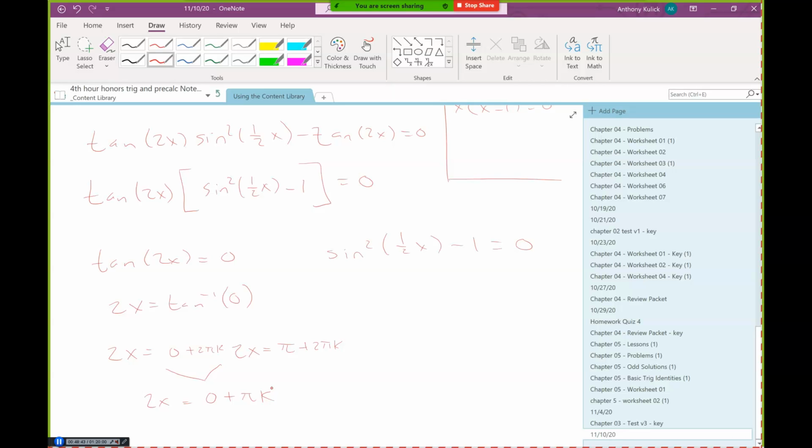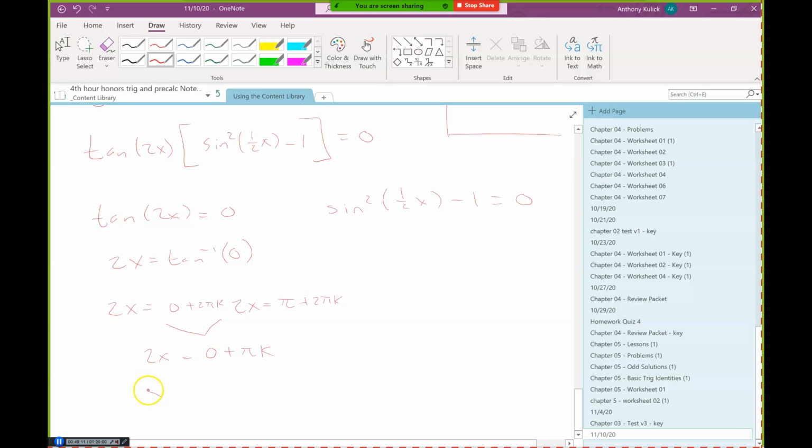Why would that happen for tangent and not sine or cosine? What's the fundamental period for tangent? Pi. What's the fundamental period for sine or cosine? 2 pi. Remember when we graphed them? That's the reason. And so now if I divide both sides by 2, I get 0 plus pi over 2 k. We'll come back and figure out how many solutions we need in a moment.